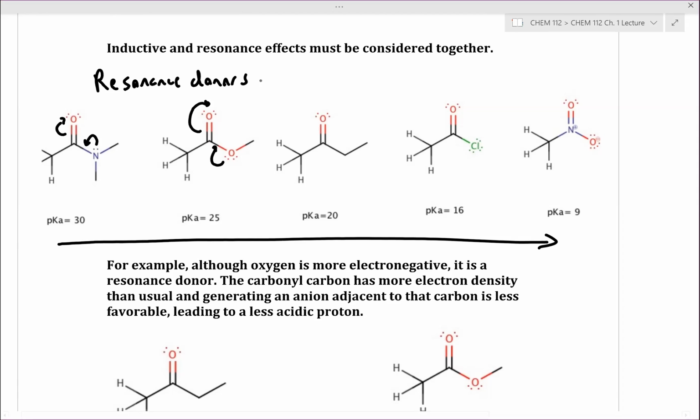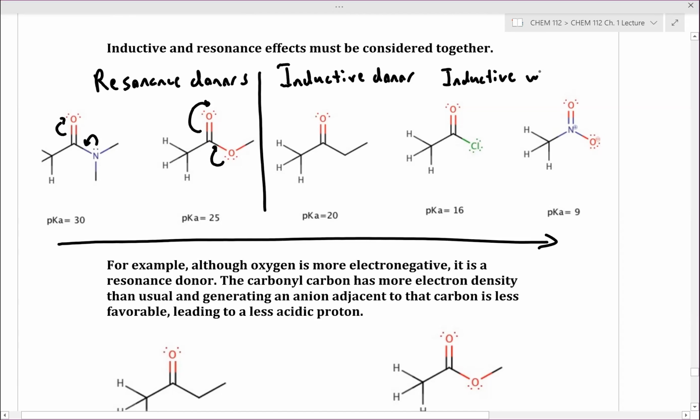Now, if we compare these resonance donors that have relatively high pKa's and are relatively weak acids, what has changed when we move from an ester to a ketone? Are we dealing with resonance donation anymore? No. What do we call this type of donation, when it's due to electron withdrawing or electron donating capabilities? Inductive, yeah. So now we have an inductive donor. Looking at our acyl chloride, is it an inductive donor or withdrawer? Withdrawer, yeah. So we have an inductive withdrawer.